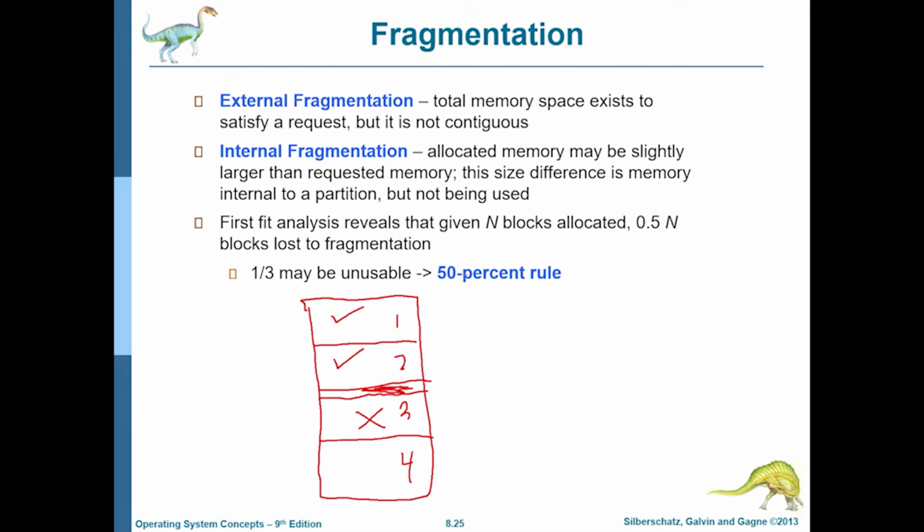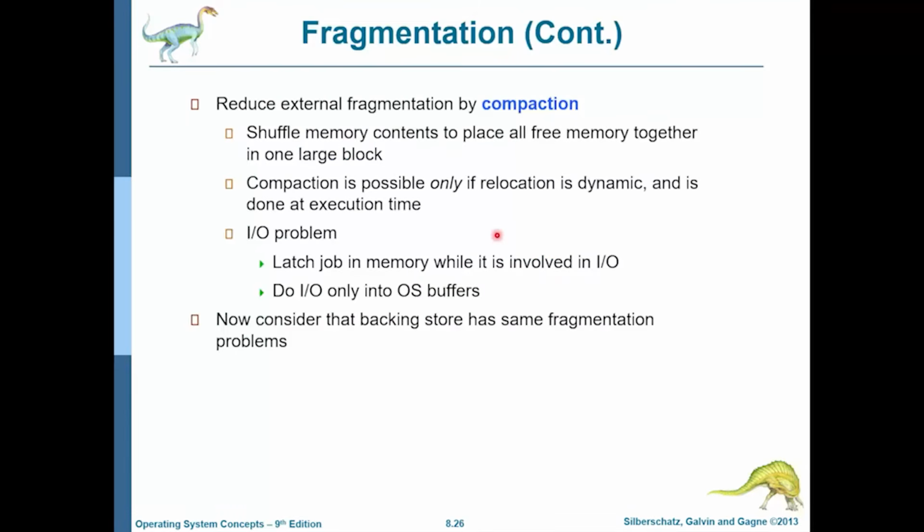Now there is a 50% rule which says that if you use first fit for allocating your memory, and given that there are n blocks, then 50% of those n blocks, that is 0.5 n blocks, will be lost due to fragmentation. That is, 1/3 of the blocks may be unusable, and this is also called the 50% rule. One of the ways to handle fragmentation is compaction.